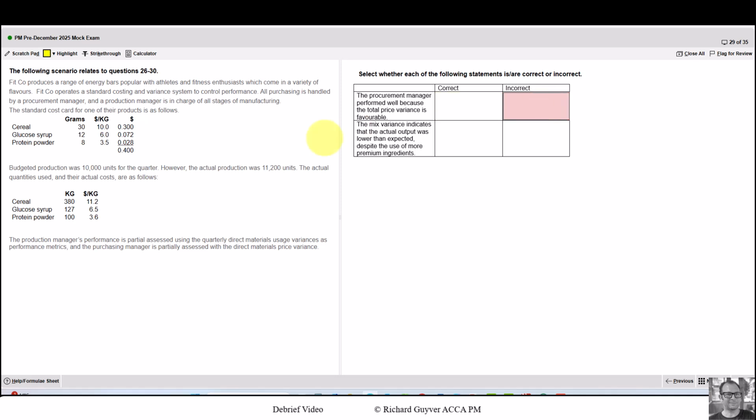So that's incorrect. The mix variance indicates that the actual output was lower than expected despite the use of more premium ingredients. Mix variances are nothing to do with output, they're to do with the ratio of inputs. When we compare the ratio of inputs and our standard compared to what we actually did. For an adverse mix variance, you have more of a more expensive input and less of a less expensive input. So it's nothing to do with output, so that is also incorrect.